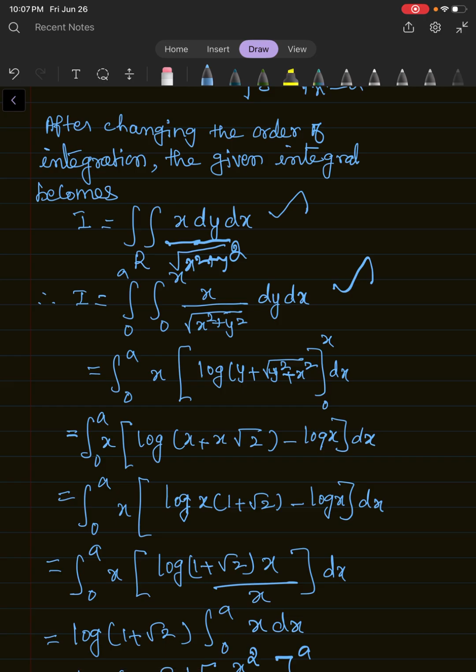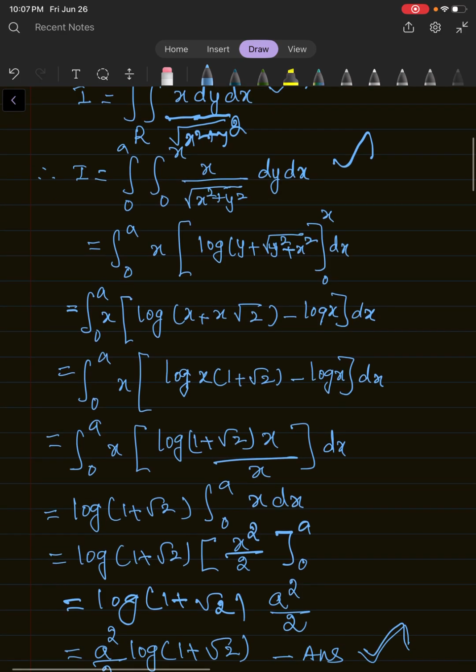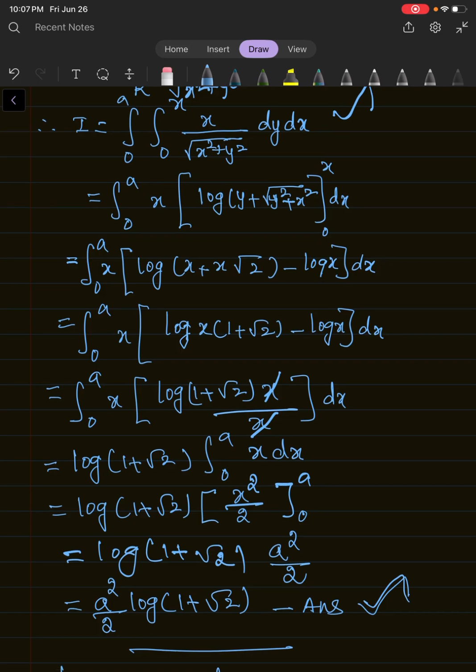Apply the limit x for y. Therefore, we are getting log of x plus x into root 2 minus log x. Take x outside. So, log of x into 1 plus root 2 minus log x. But this is of the form log a minus log b. So, log a by b, where x is getting cancelled. Remaining log of 1 plus root 2.